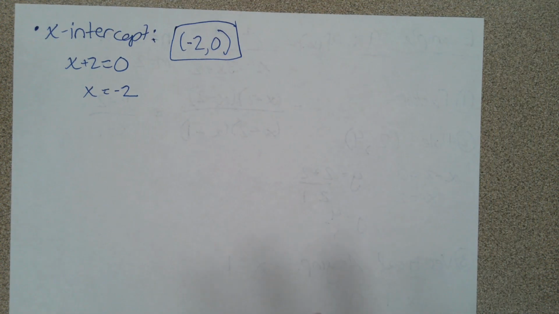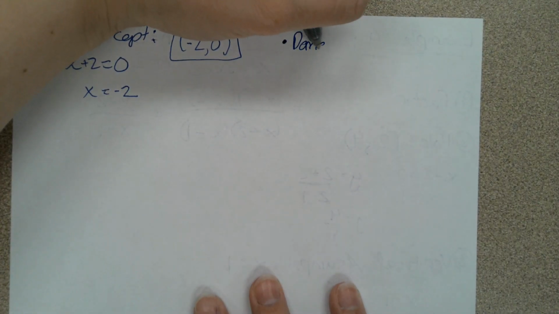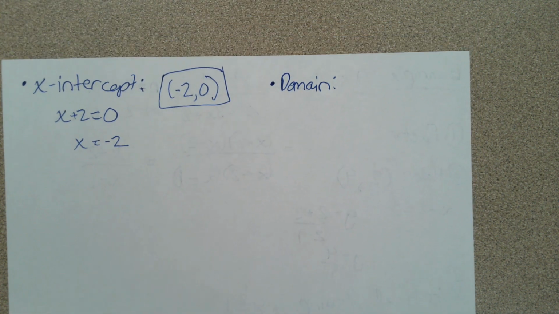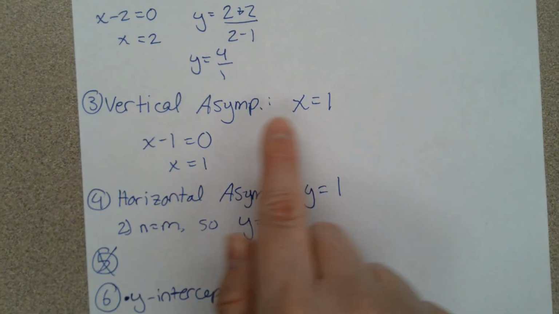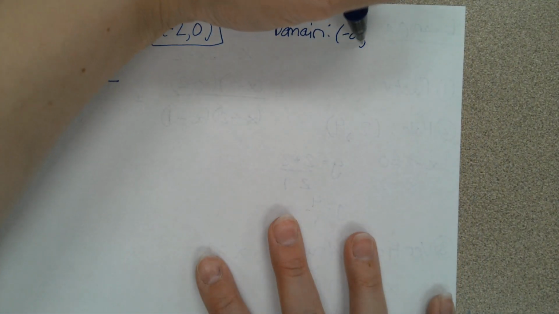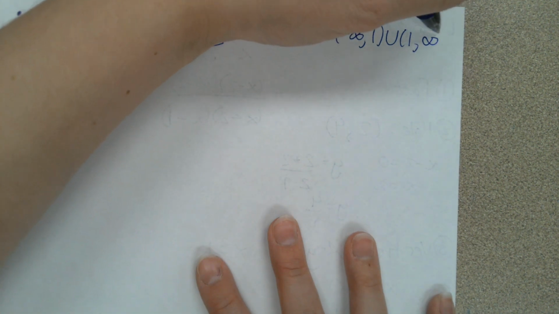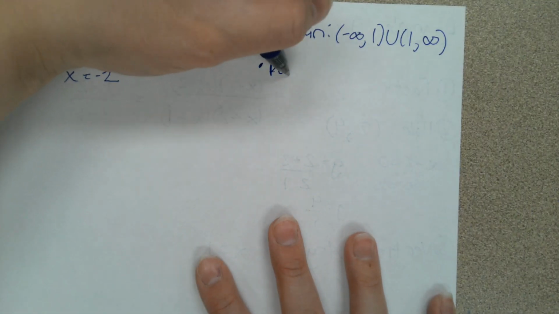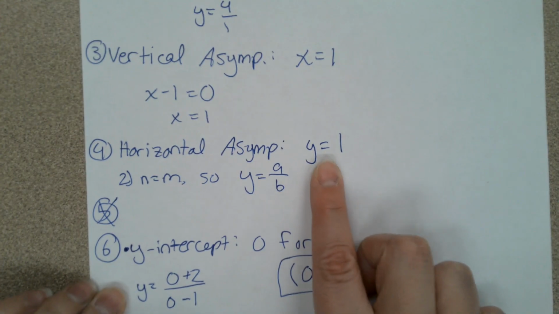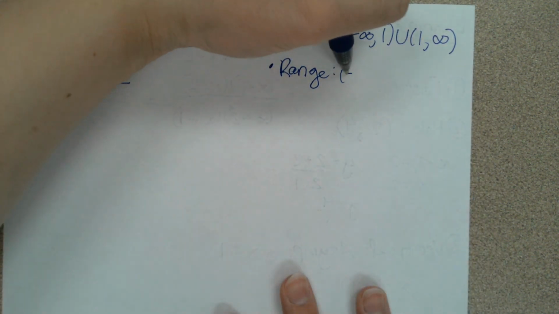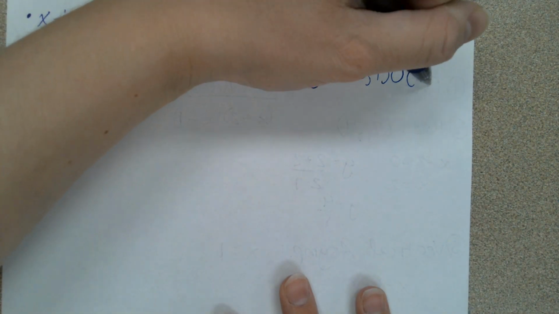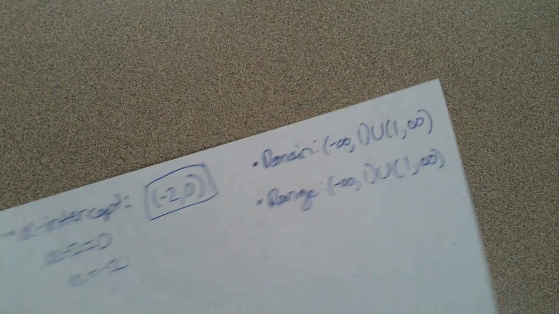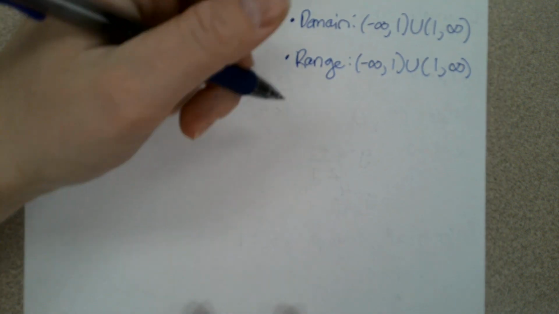Domain and range. I'll just stack these on top of each other, since I know these are not going to take a lot of room. Domain is everything but the vertical asymptote, so everything but 1. Negative infinity to 1, union, 1 to infinity. Range, everything but the horizontal asymptote, which is also 1. So the range is also going to be the same thing. Negative infinity to 1, union, 1 to infinity. All right. We have everything. Let's graph it.